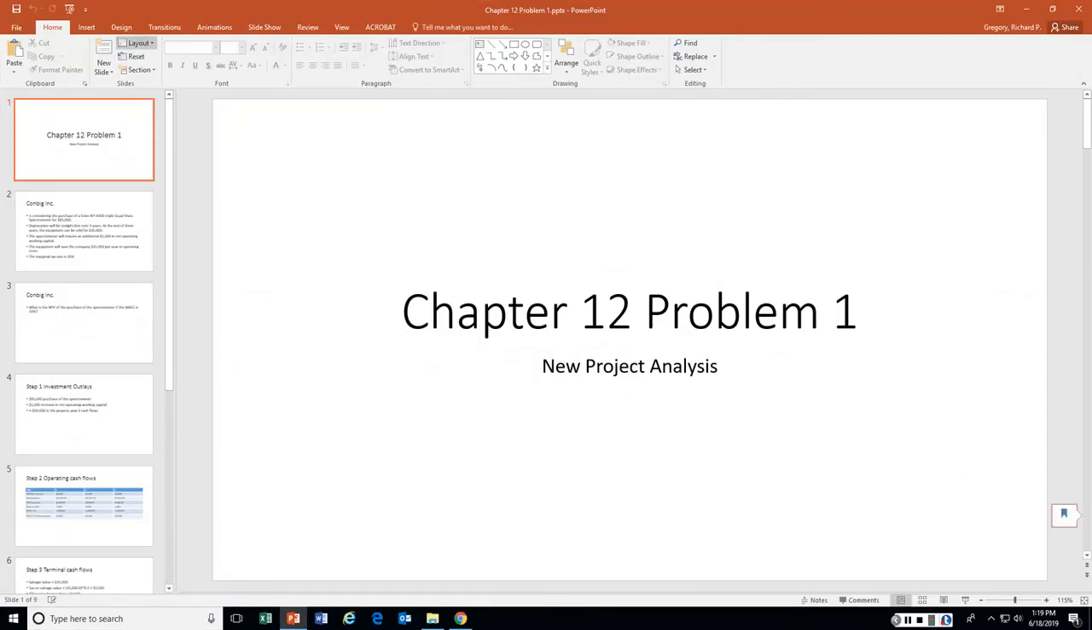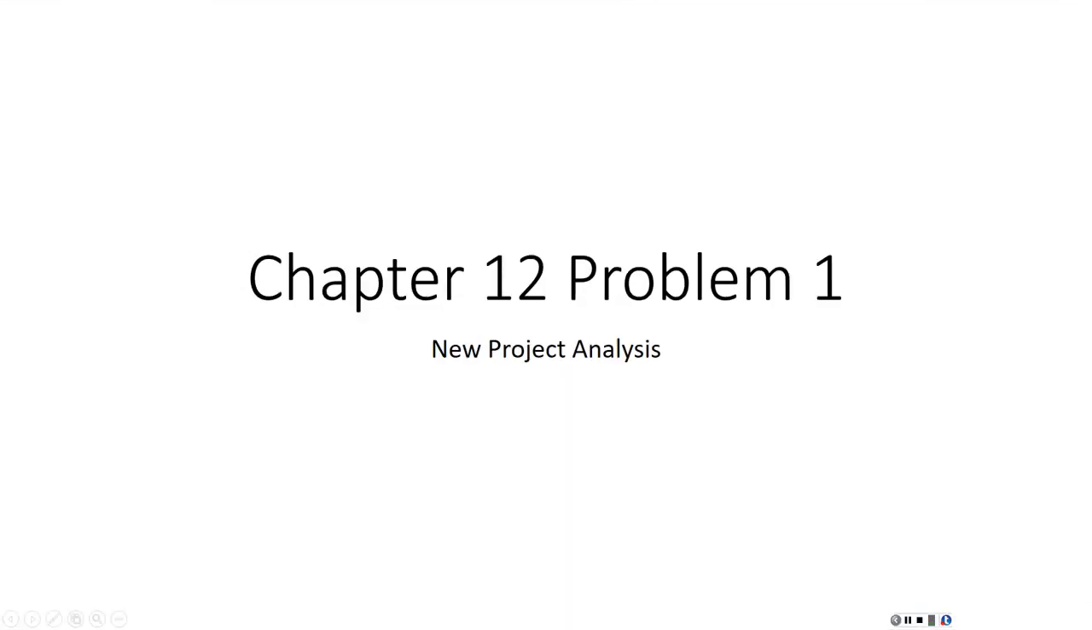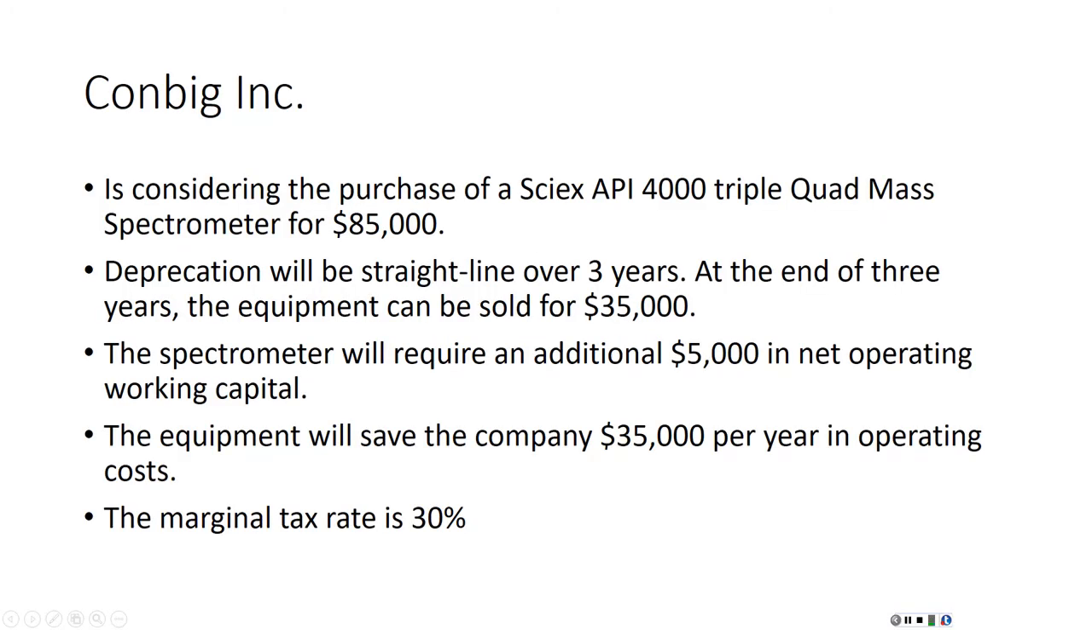Okay, and now we're going to look at a new project analysis from Chapter 12. Conbig Incorporated is considering the purchase of a SciEx API 4000 triple quad mass spectrometer for $85,000. Depreciation will be straight line over 3 years. At the end of 3 years, it's expected the equipment can be sold for $35,000.